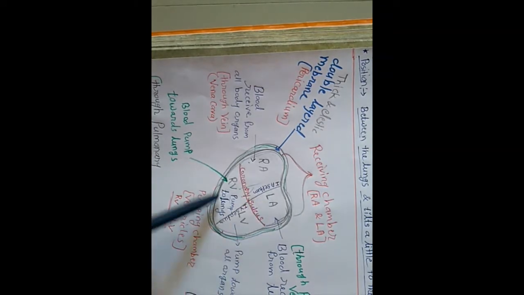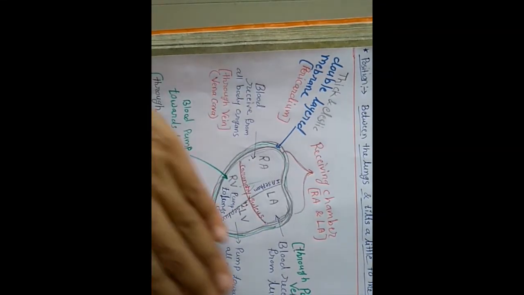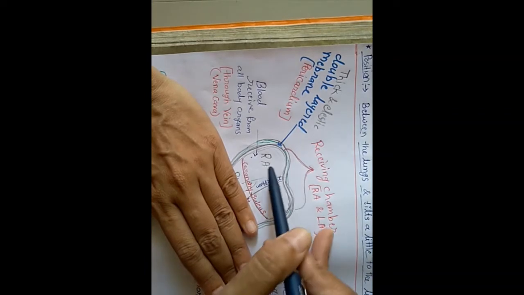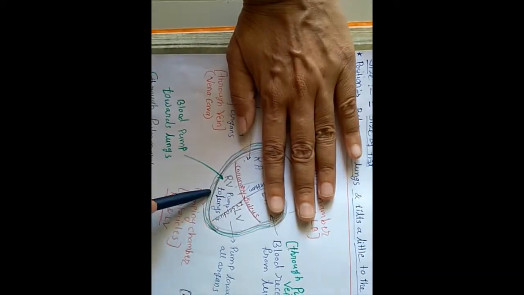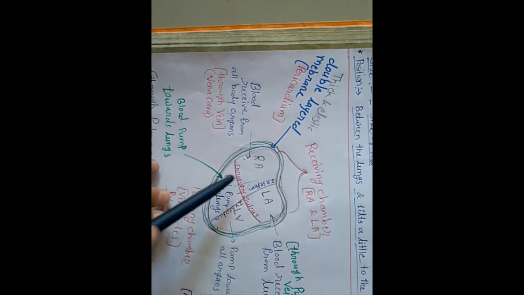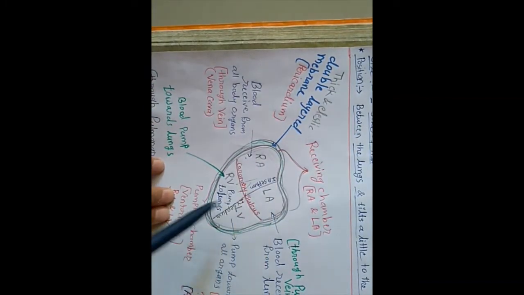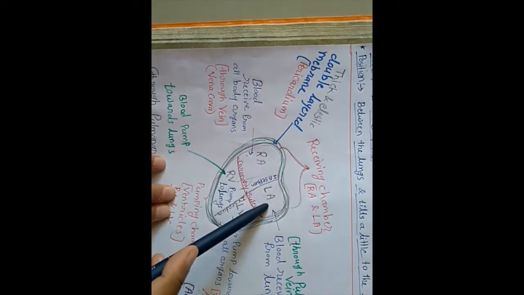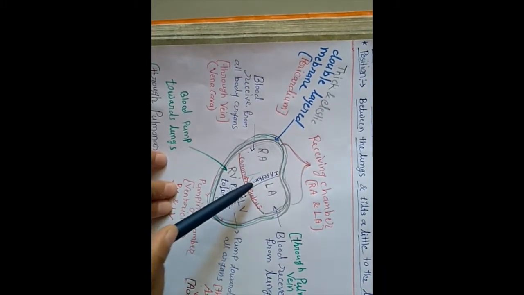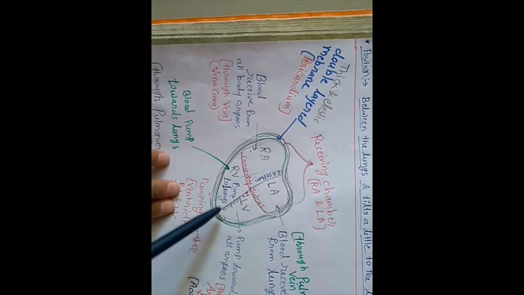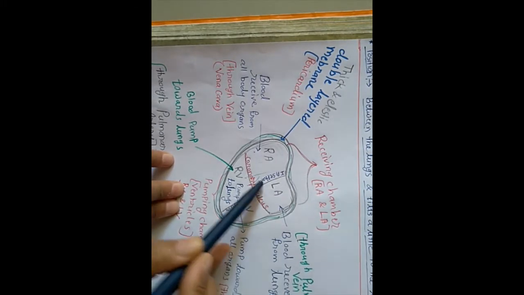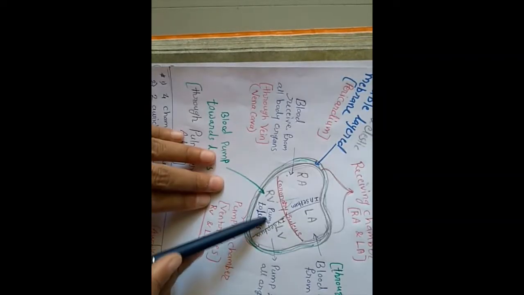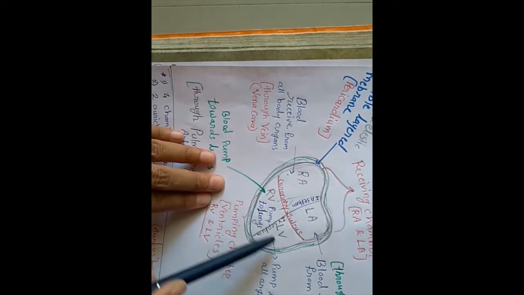So the heart is divided into 4 chambers. The upper chambers are receiving chambers and the lower chambers are pumping chambers. The receiving chamber is divided into 2 parts, and the pumping chamber is also divided into 2 parts. The upper part is known as atria and the lower part is known as ventricles.